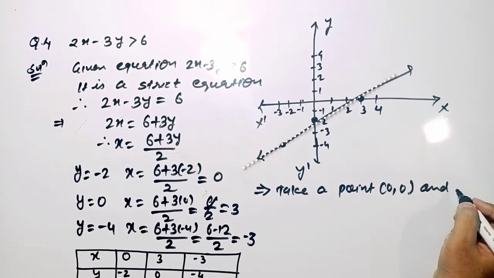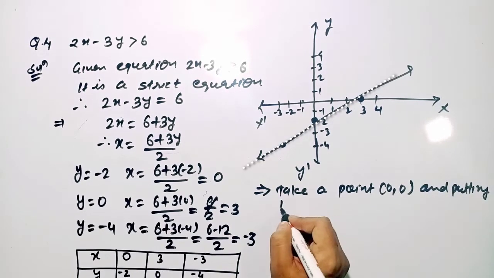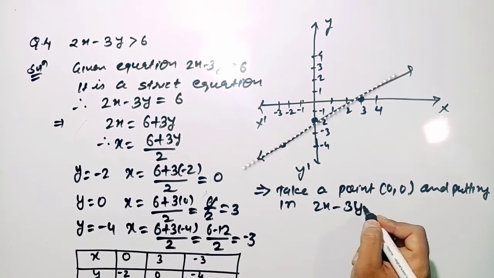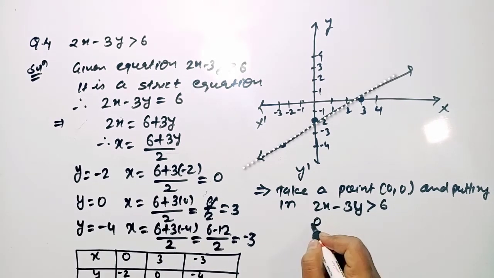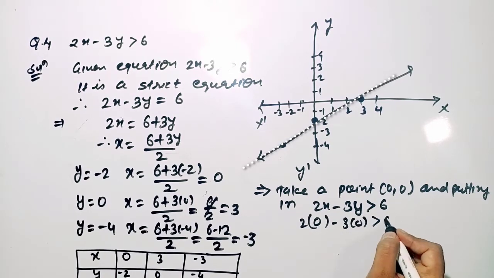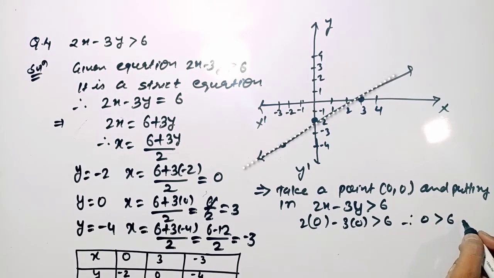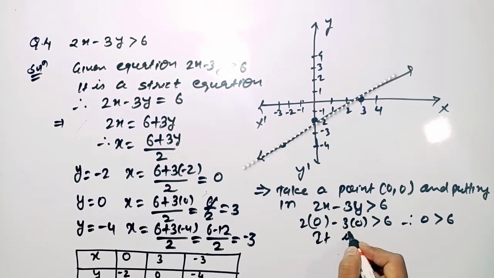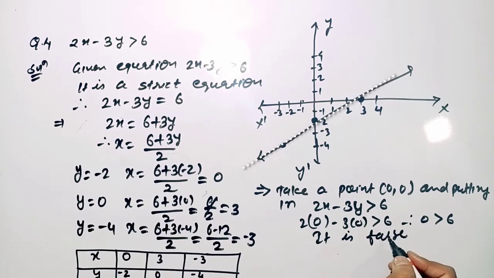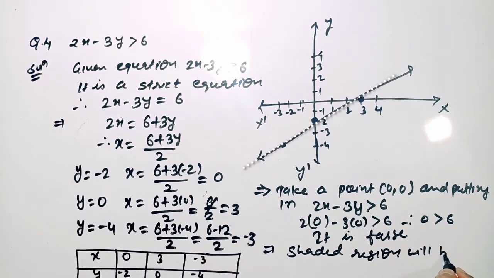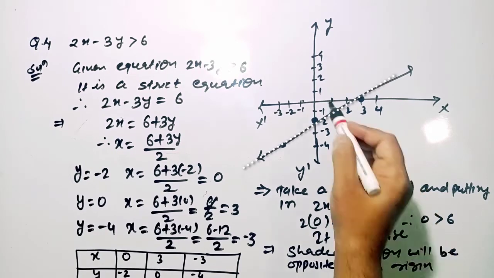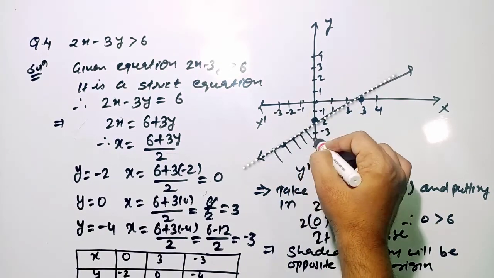So we are considering the point origin 0, 0, and we will put this point in the given inequality and check whether this point satisfies it or not. So here we are putting the values and we are getting 0 is greater than 6, which is not possible, so it is false. So the shaded region will be away from the origin, opposite from the origin, right?